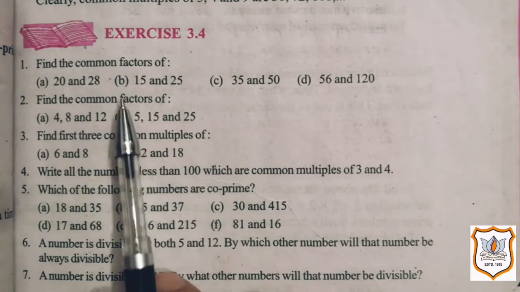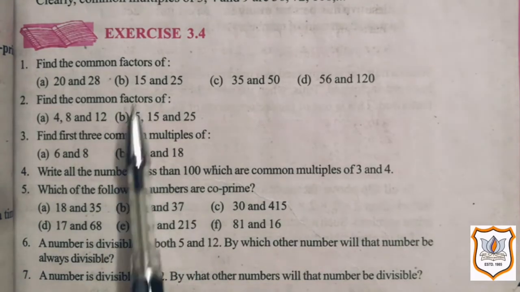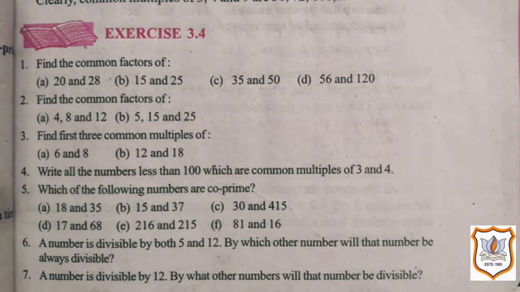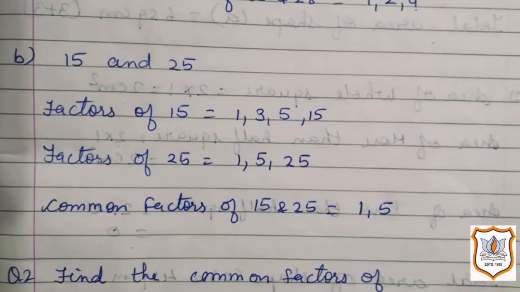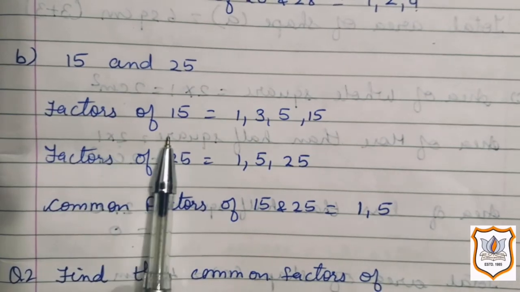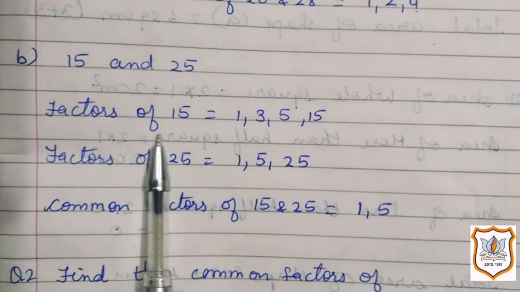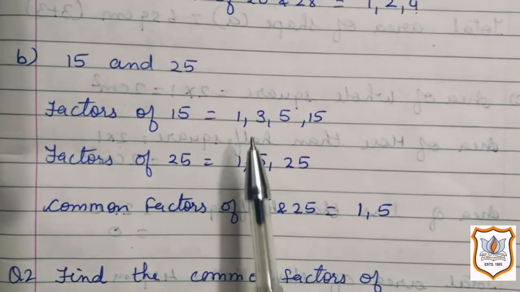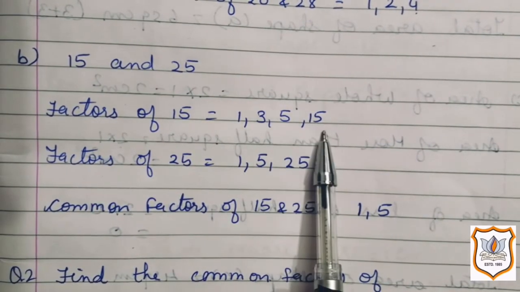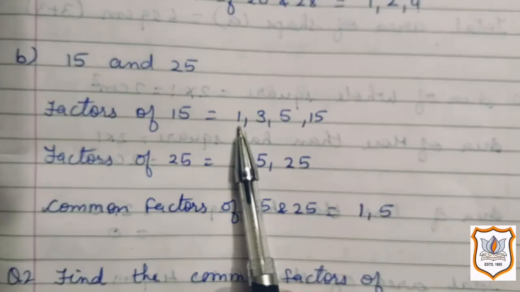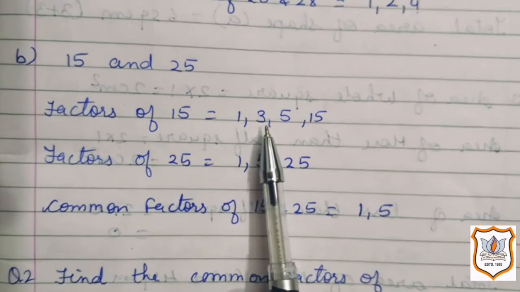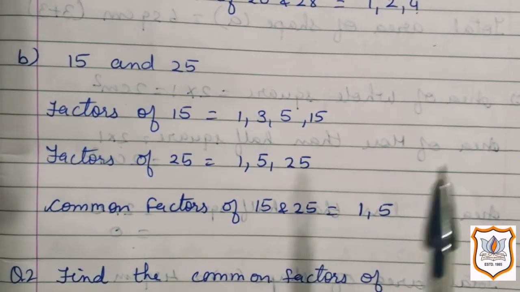Now sum B of question number 1, 15 and 25. We have to find the common factors of 15 and 25. Now solution for sum B. Here also we have to find the factors of 15 and 25. First we will find factors of 15. Factors of 15 are 1, 3, 5 and 15. As by multiplying 1 by 15 we get 15, and by multiplying 3 and 5 also we get 15.